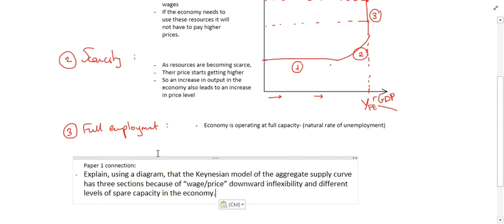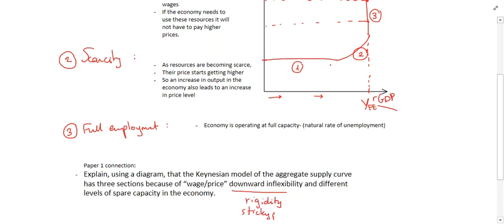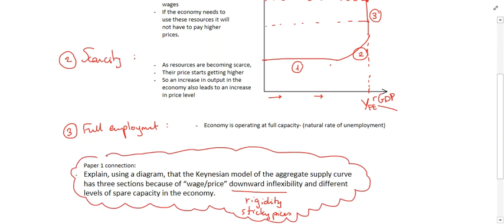You can answer a paper 1 question that can ask us to explain that the Keynesian model of the aggregate supply curve has 3 sections because of wage and price downward inflexibility. Downward inflexibility means rigidity or sticky prices, that wages are fixed and do not fall. So because of the downward inflexibility of wages and different levels of spare capacity in the economy. I want you to pause the video and think how, if you get that as a paper 1, can you answer it yourself given the information that was explained?